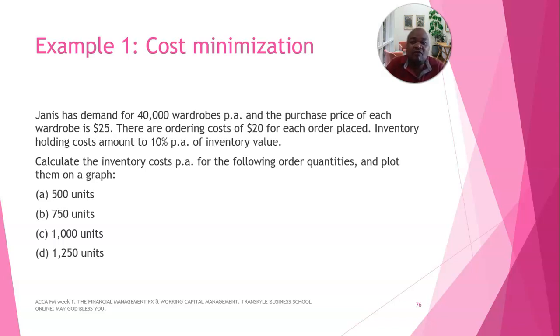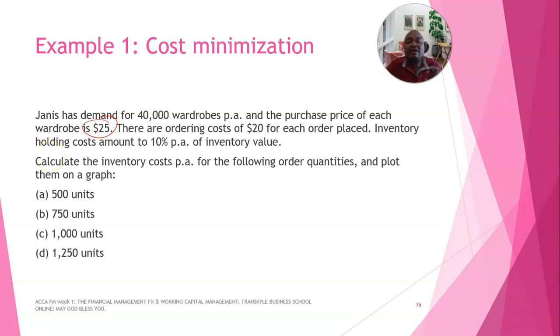All right, so Janice has demand for 40,000 wardrobes per annum, and the purchase price of each wardrobe is $25. There is an ordering cost of $20 for each order placed. Inventory holding costs amount to 10% per annum of inventory value. Calculate the inventory cost per annum for the following order quantities and plot them on a graph.